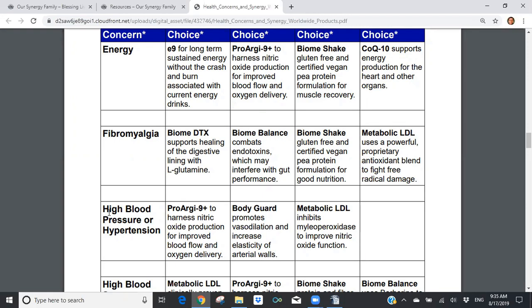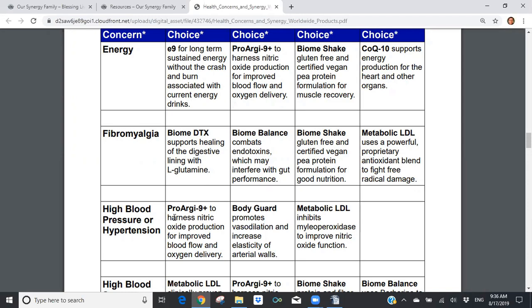And then again, metabolic LDL to inhibit myeloperoxidase, which has an effect on nitric oxide expression. And again, the nice thing about ProArginine Plus is that it is clinically proven to inhibit, to suppress myeloperoxidase. And this is important because myeloperoxidase suppresses nitric oxide expression in the vascular system. So if I can inhibit myeloperoxidase, then it doesn't affect nitric oxide, which then allows nitric oxide to vasodilate the system for improved blood flow.